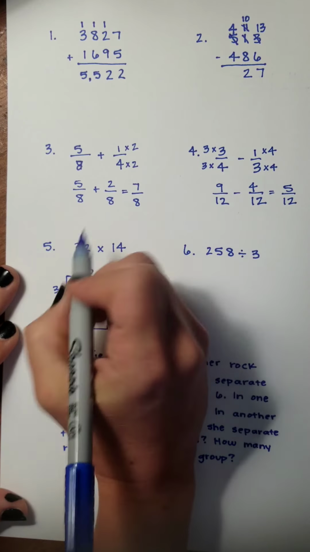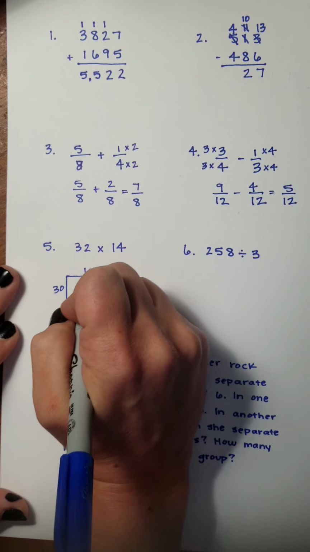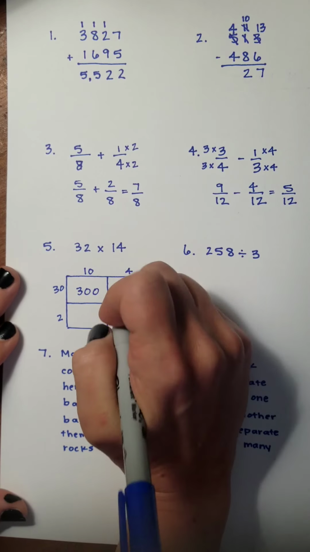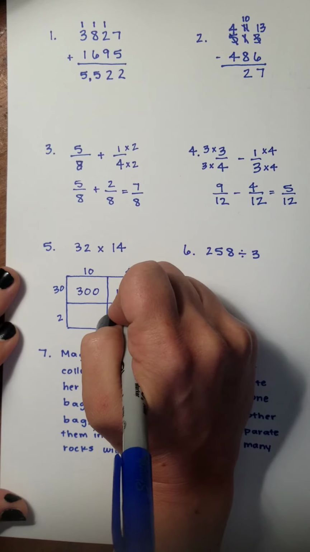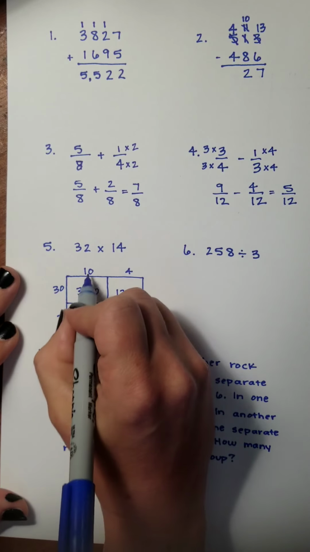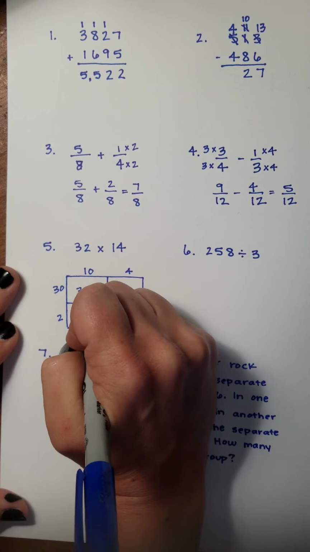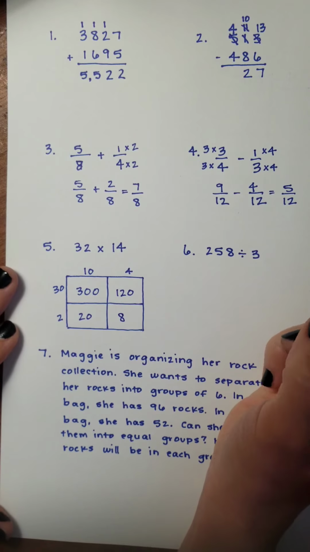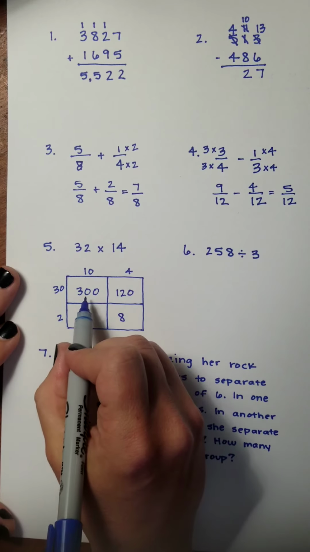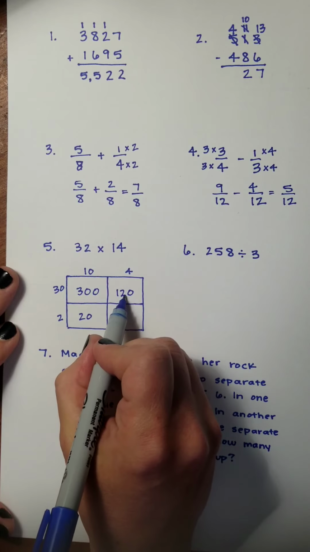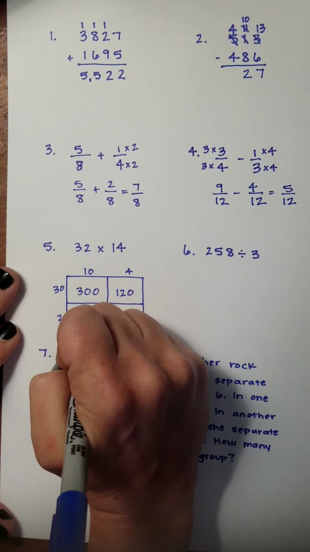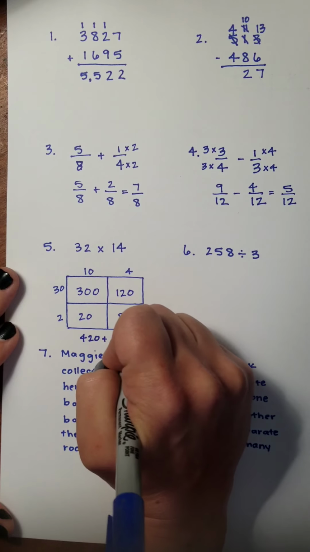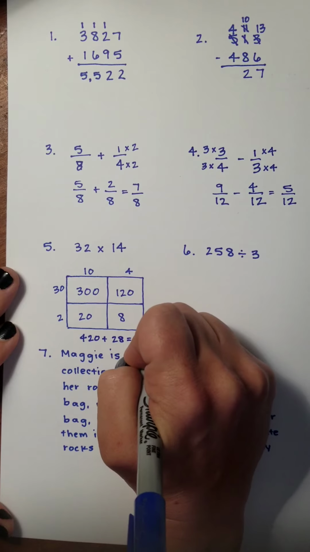3 times 1 is 3, and then there's 2 zeros, so I'm going to add 2 zeros. 3 times 4 is 12, and I'll add a 0. 2 times 10 is 20, and 2 times 4 is 8. I'll do a little bit of mental math, so I'm going to do 300 plus 120 is 420, plus the 28 equals 448.